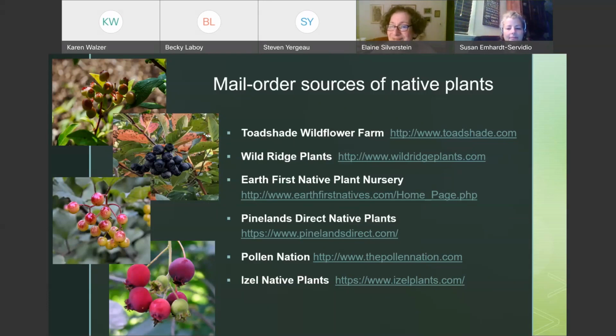Otherwise, let's move on. Oh yeah, the most common black-eyed Susan is a biennial. Rudbeckia biennis is a biennial. Okay, I think that's it.